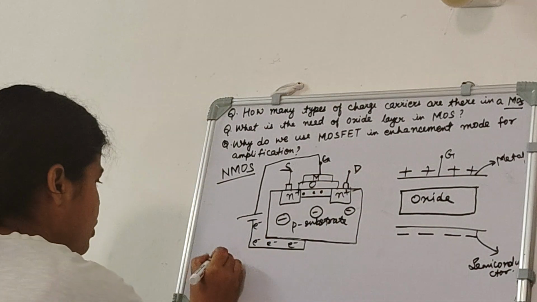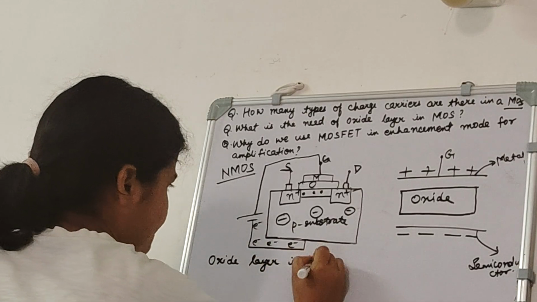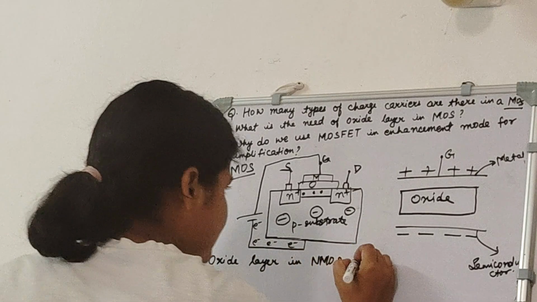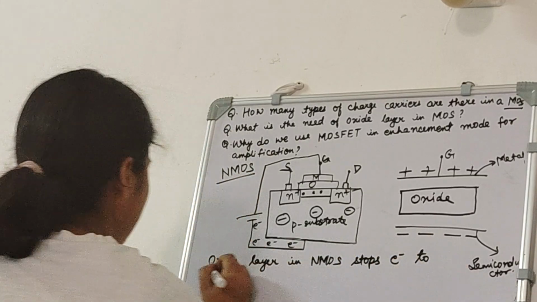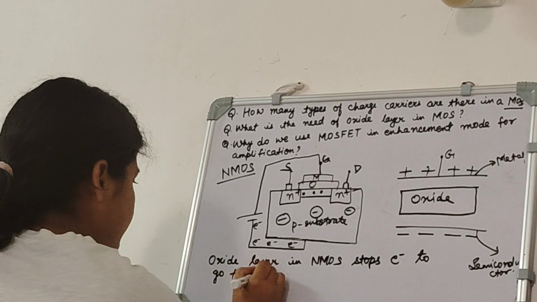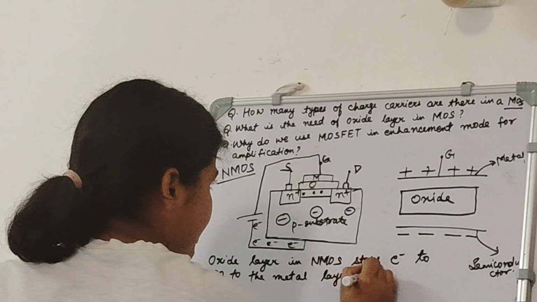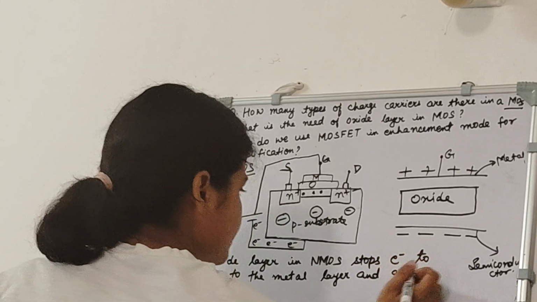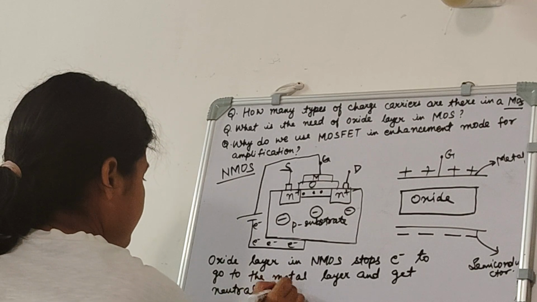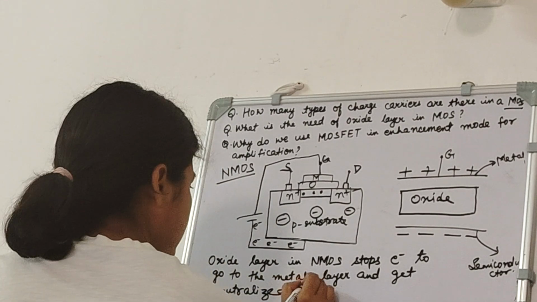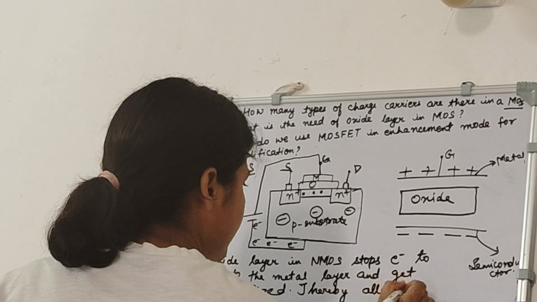So we can write here that oxide layer in NMOS stops electrons from going to the metal layer and getting neutralized, thereby allowing the conduction of current.